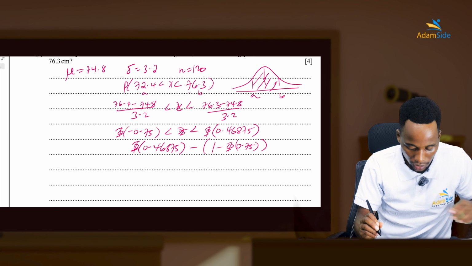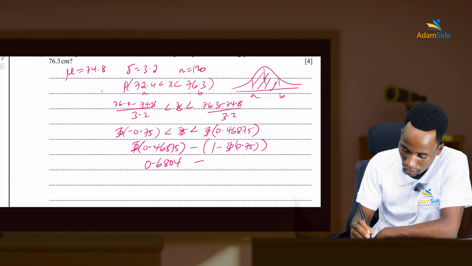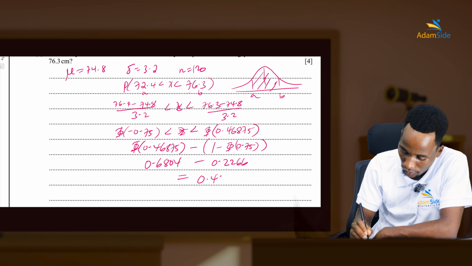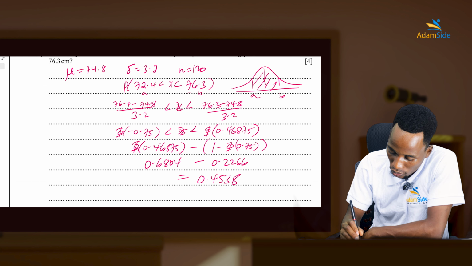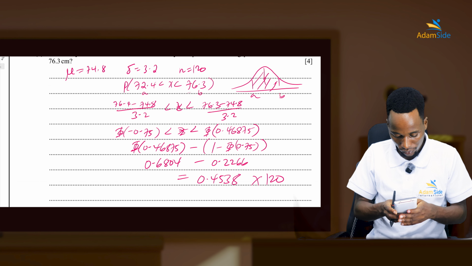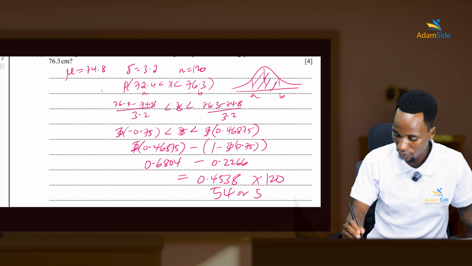So if you read in the table, this is going to be 0.6804 minus, if you read this, 0.2266. So if you subtract these from each other, it equals 0.4538. Remember we asked how many of these 100 are expected to be that, so we multiply by 120. That will be 0.4538 times 120. It will be 54.4 something, so it's 54 or 55.